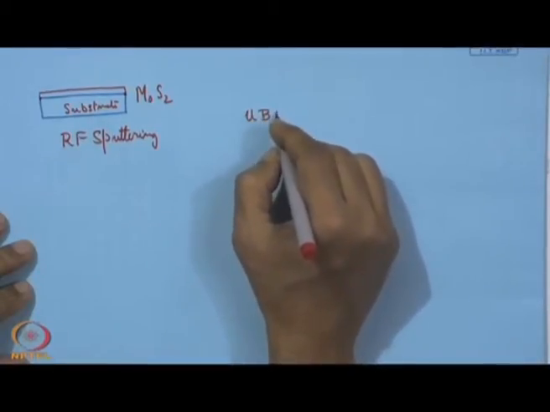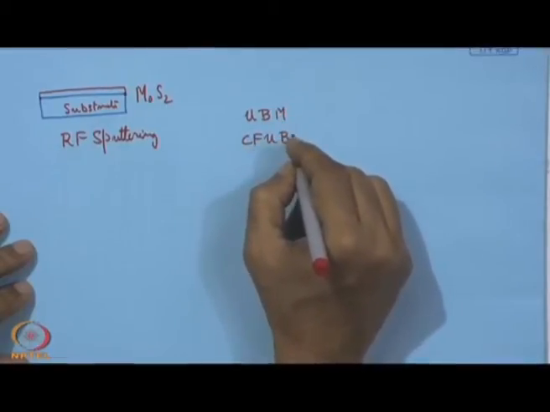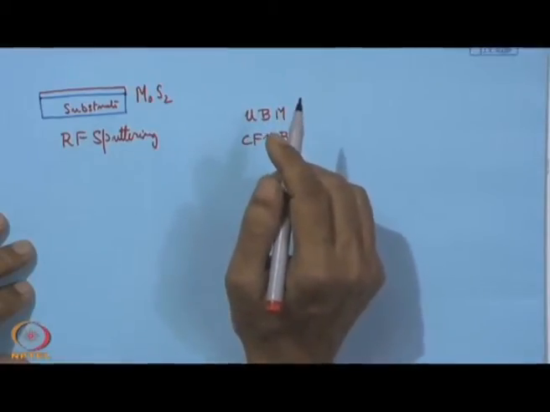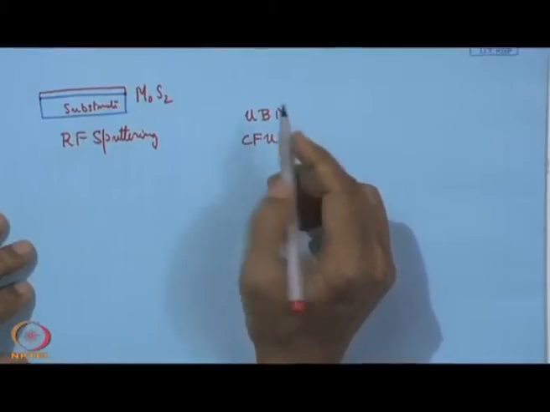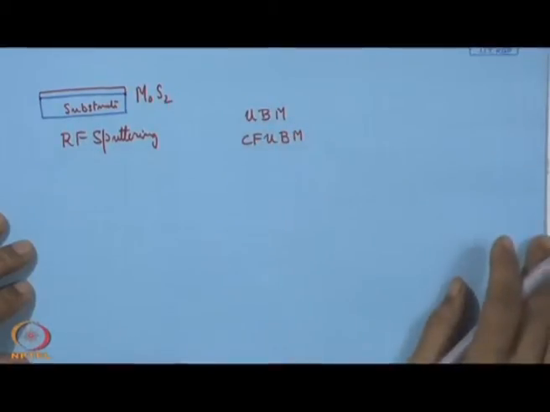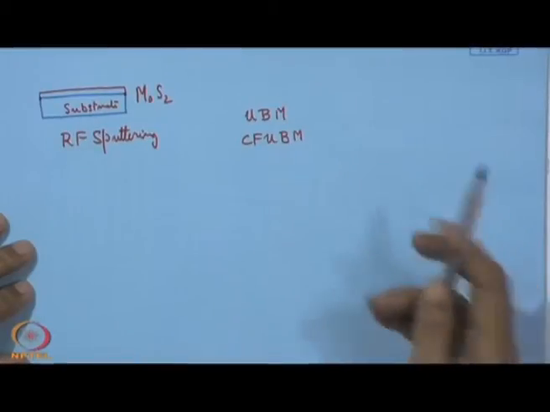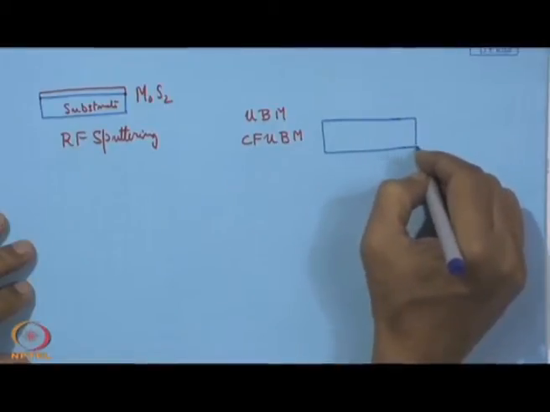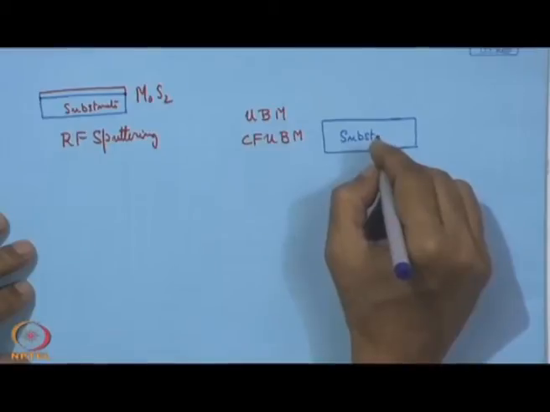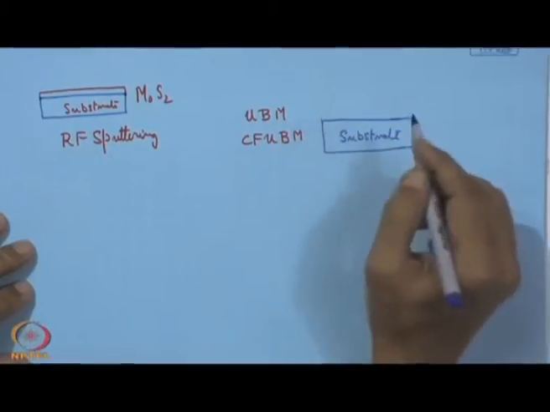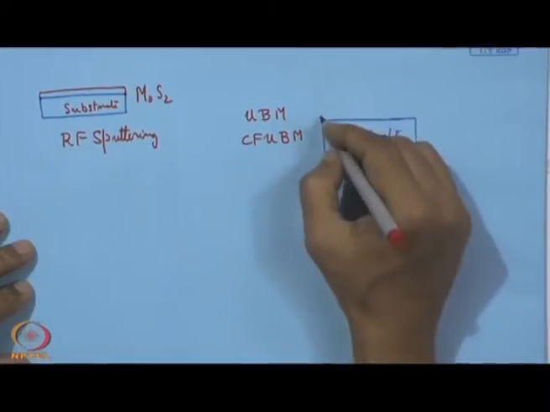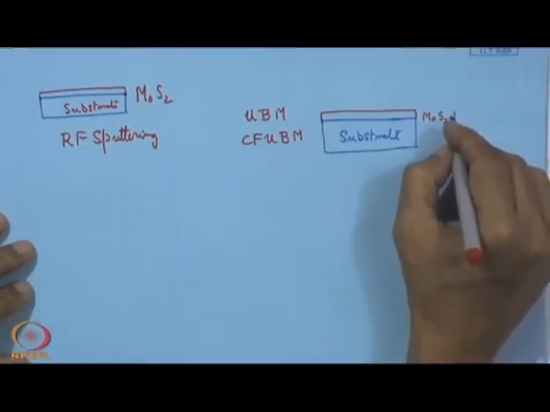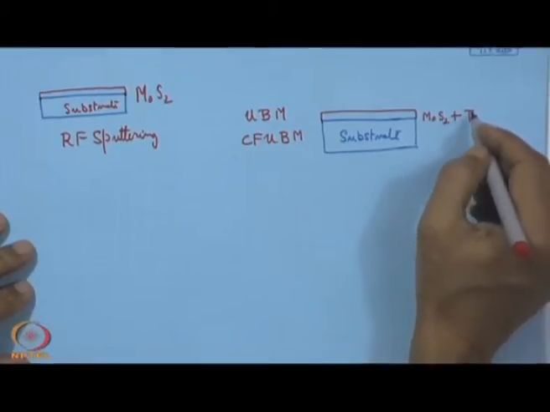But with the advent of unbalanced magnetron, UBM, and CFUBM, it has opened up new opportunities and new scope of working with this MoS2, and in this case we can have a better architecture and we can blend this MoS2 with one material, say for example titanium. So, with this addition the architecture looks like this, and here we have MoS2 plus titanium.